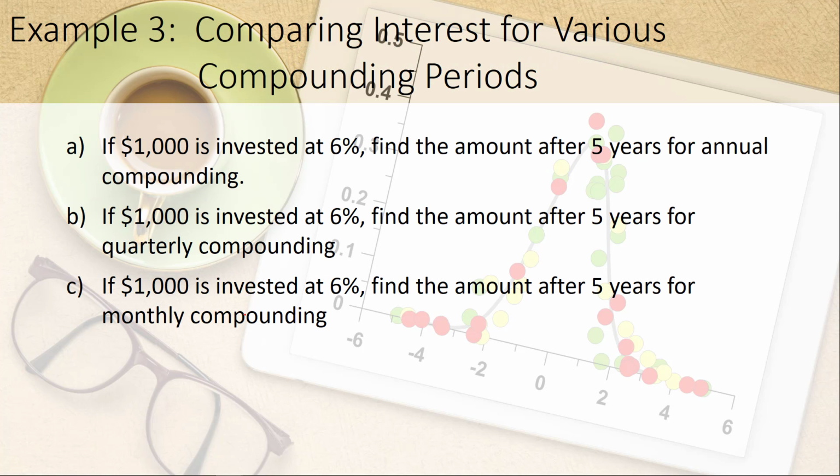And let's go and take a look at this particular problem. Here, we are going to look at the same investment for different compounding frequencies. First, we're going to look at it if you're compounding annually, then if we're compounding quarterly, and then if we're compounding monthly. And since I don't have enough room here, we're going to go ahead and do this in OneNote.